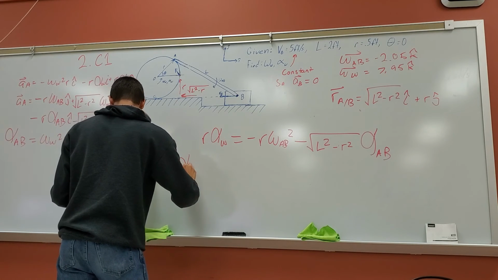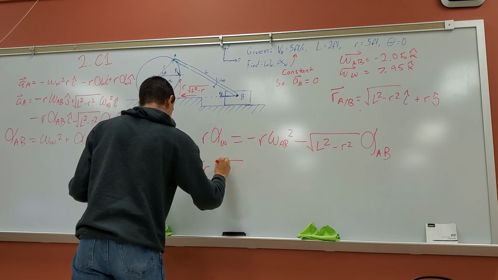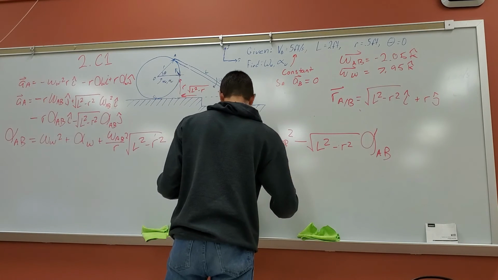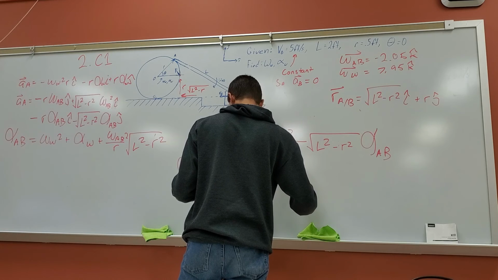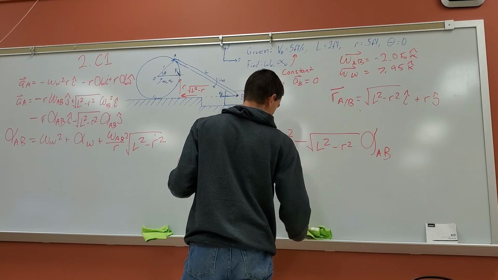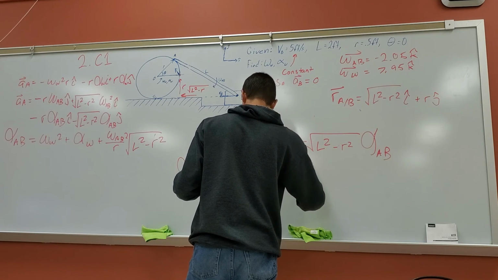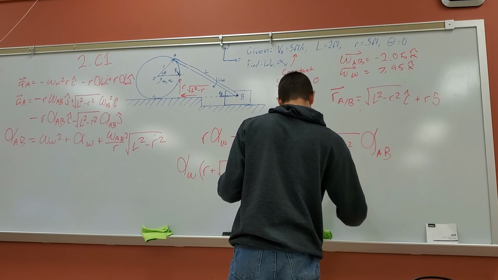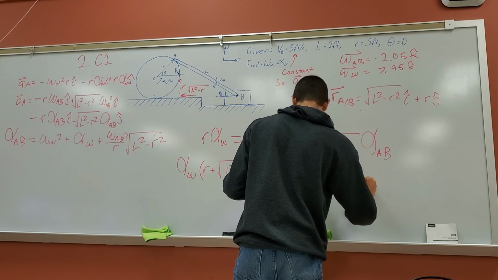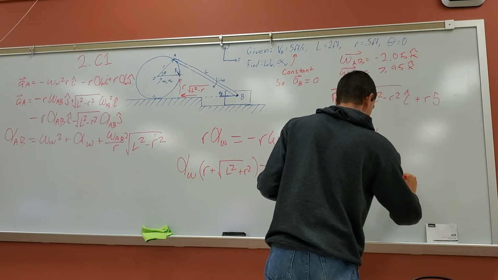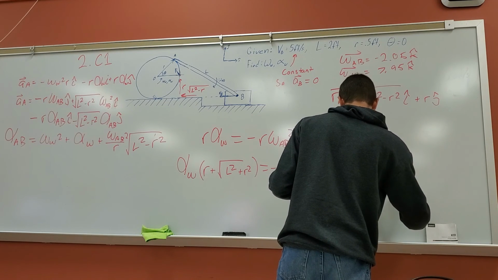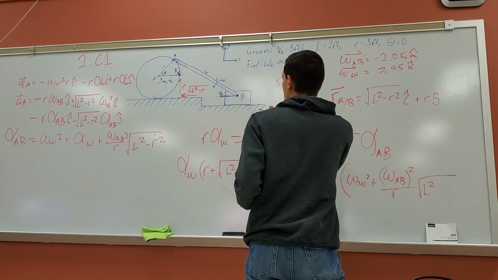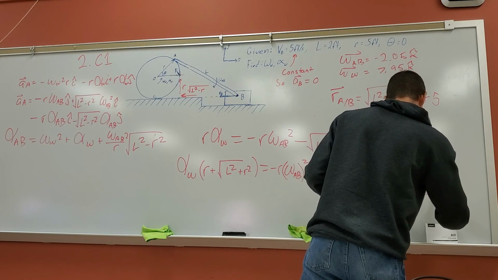So the angular acceleration of the wheel multiplied by r plus the square root of L squared plus r squared is equivalent to negative r omega AB, oops, sorry, it's not subscript omega AB, but omega AB squared, minus the square root of L squared minus r squared, all multiplied by the angular velocity of the wheel plus the angular velocity of the linkage squared over the radius multiplied by that distance d over here, which is the horizontal distance in the I hat direction, with the L squared minus r squared.